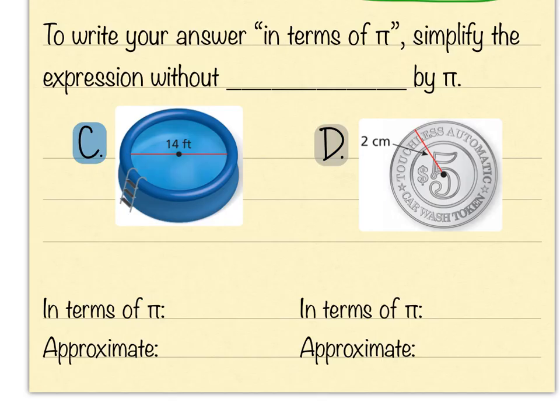Sometimes you'll see a problem that wants you to write your answer in terms of pi. And so you might even see that on the iLearn test. You write your answer in terms of pi. And so what that means is to simplify the expression without multiplying by pi.